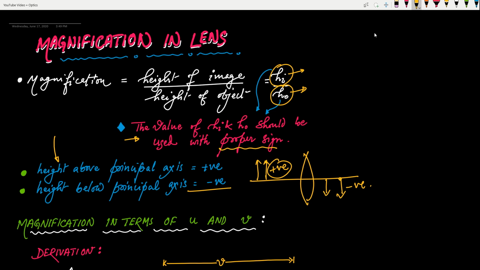Now the important thing that we need to know about magnification is the formula for magnification in terms of U and V, that is object distance and image distance, which is the most important formula for magnification, and most of the numericals based on magnification can be solved using that formula. So we'll be deriving that formula of magnification. So let's look into that.